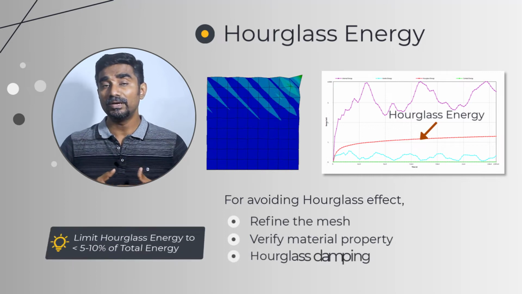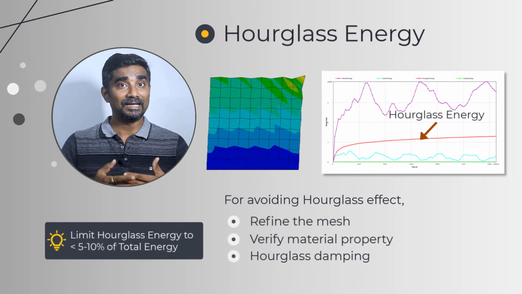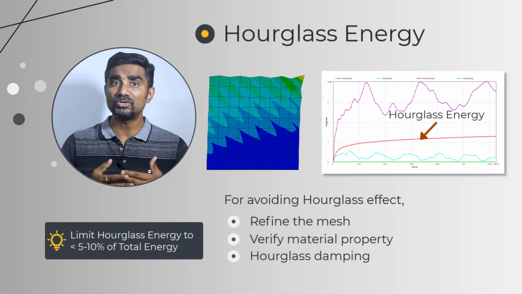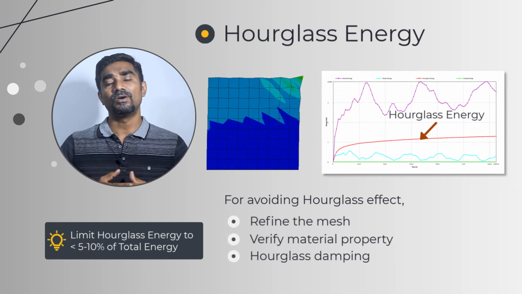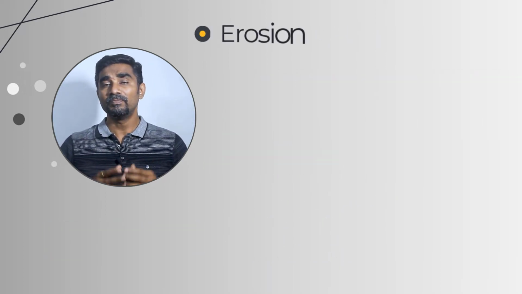Or we can also introduce hourglass damping that is added to the nodal forces at each corner of quadrilateral and hexahedral elements to resist such form of element distortion. The second source can be due to erosion.